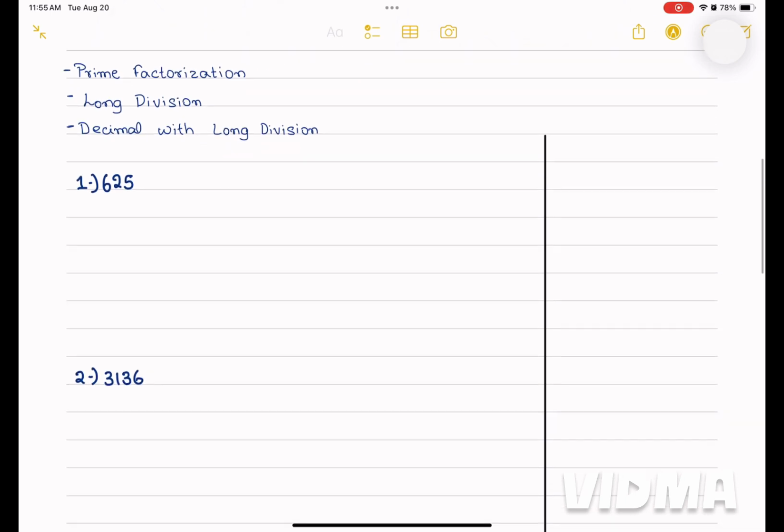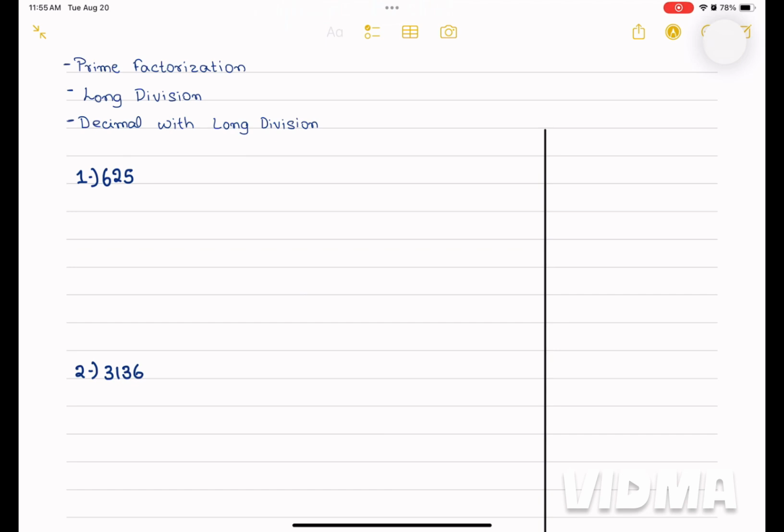We're going to first tackle the prime factorization method, which is basically the ladder method. 625, ladder method. Take the least common factor, let's say 5. 125, 5, 25, 5, 5, 5, 1. Basically, 5 125s are 625, 5 25s are 125, 5 5s are 25, and 5 1s are 5.